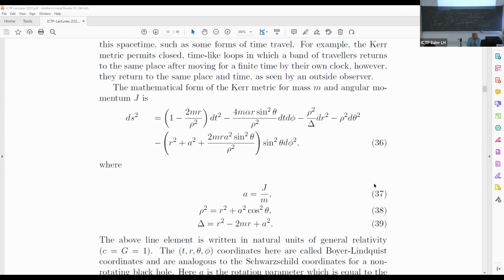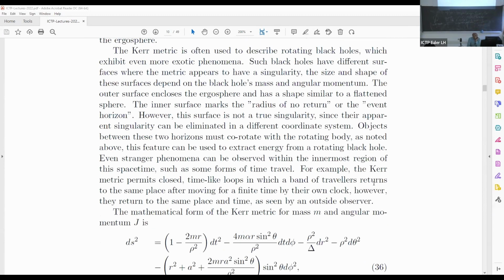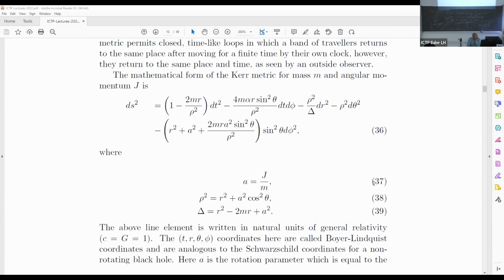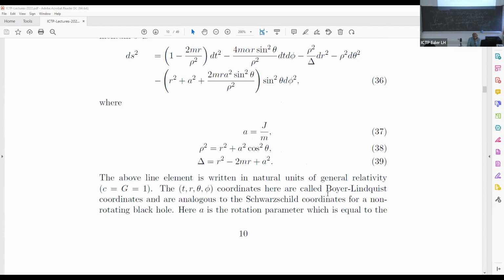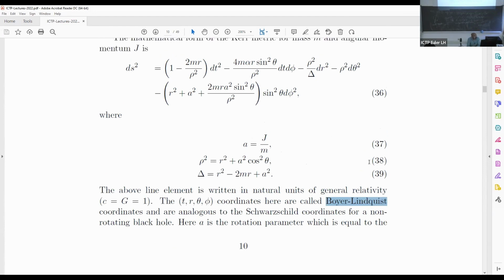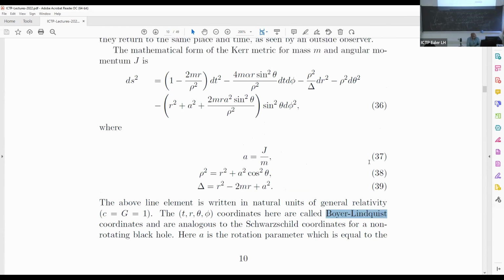The coordinates that we have used in the Kerr metric are called the Boyer-Lindquist coordinates. I'm mentioning this because the Kerr metric can be written in other coordinates also. But these are similar to the Schwarzschild coordinates, and most of the time when we do an analysis of this Kerr metric, it is in Boyer-Lindquist coordinates.